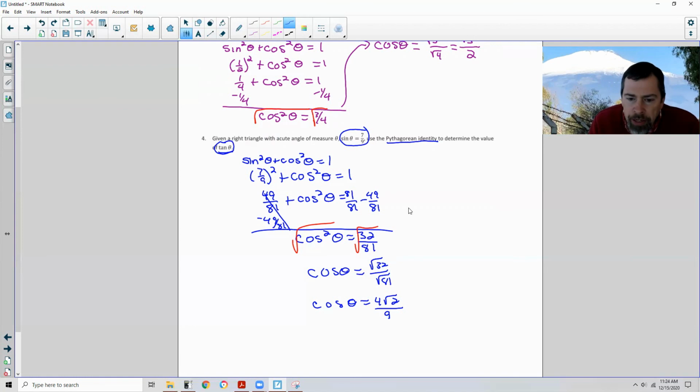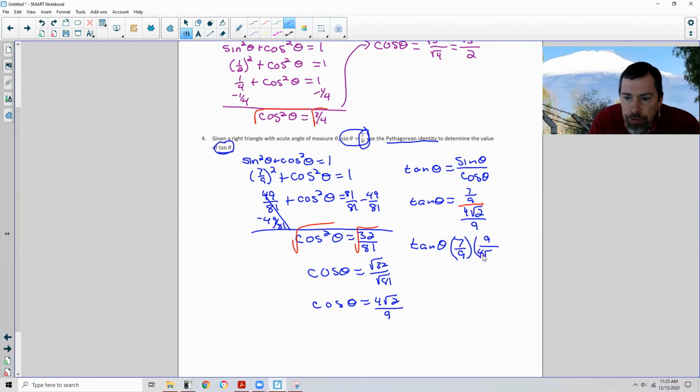Okay, but keep in mind now that tangent theta equals sine theta divided by cosine theta. So the tangent of theta is going to be the sine, 7/9. And I'm going to use a different color here so you see that it's a compound fraction. And then 4 square root 2 over 9. So we're dividing this by this. That's going to be the same as saying the tangent theta is 7/9 times the reciprocal of the denominator, 9 over 4 square root 2.